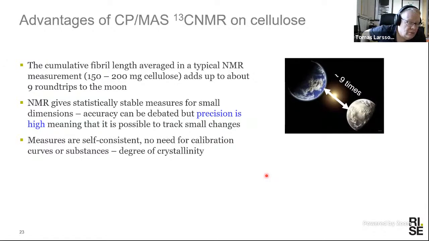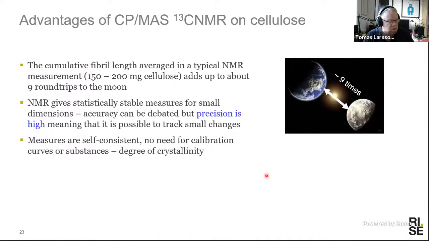And also, apart from many other methods, this is a method that is self-consistent. We don't have to resort to calibration curves or calibration substances to get our numbers out. We are, like all other methods, dependent on the interpretation, but that's it.